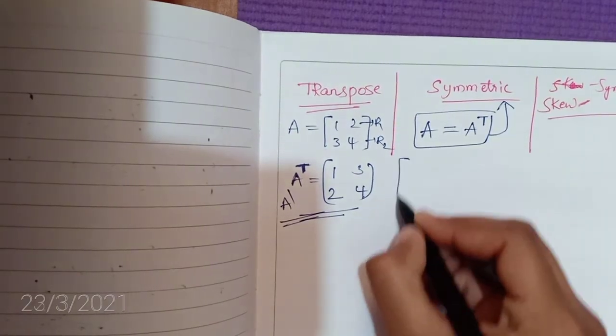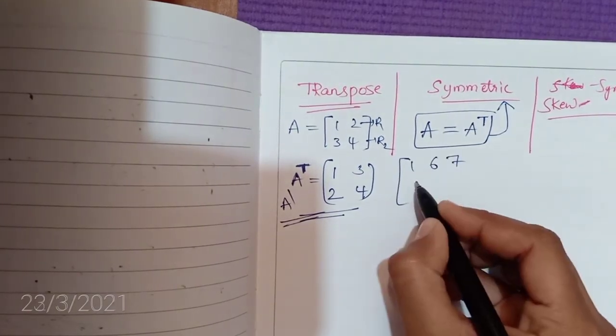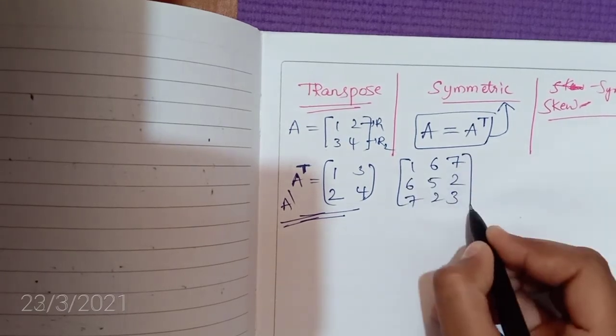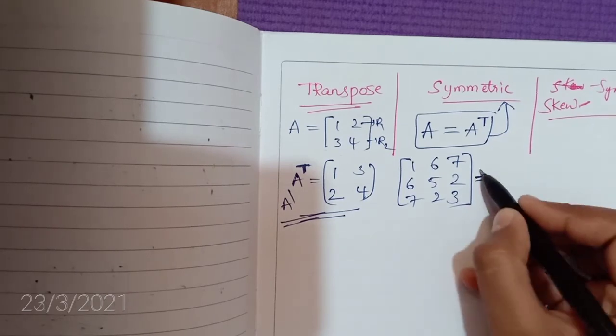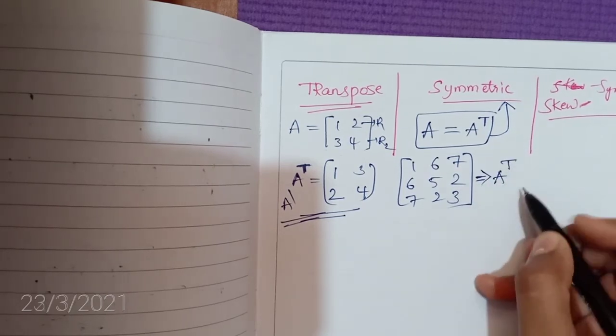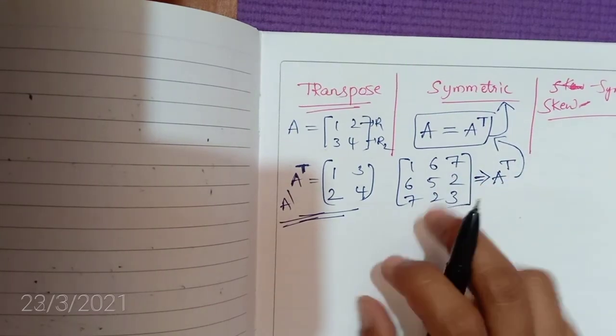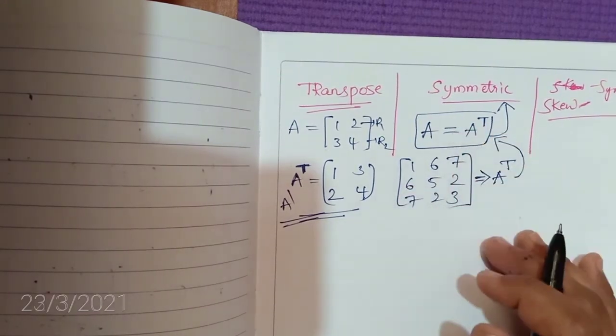So let us just take an example. 1 6 7, 6 5 2, 7 2 3. So this is a matrix. You just do the transpose of this matrix by yourself and you will obtain that it is again equal to the same matrix. Okay, so that is known as symmetric matrix.